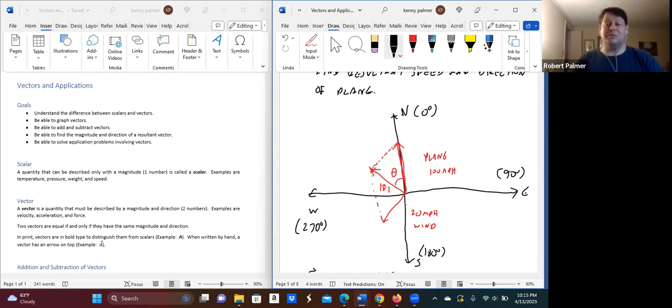Okay, in terms of what's called the ground speed, that's how fast you're going as moving relative to the ground. So relative to the wind, you're going 100 miles an hour. Relative to the ground, you're actually going slower than that. You're actually going in a direction about 10 degrees on this way.